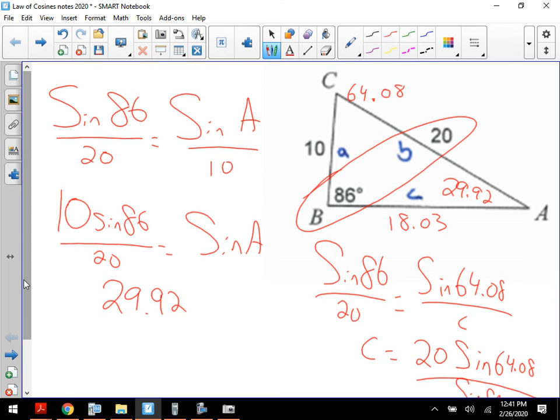Is the biggest angle across from the longest side length? Well, the biggest angle here is 86. Is 20 the longest side length? Yeah. The next biggest angle is the 64. The next biggest side length is the 18 and change. And so on. Yes, ma'am.